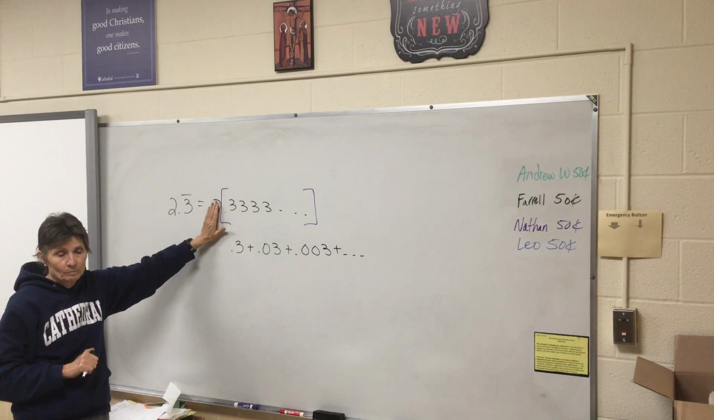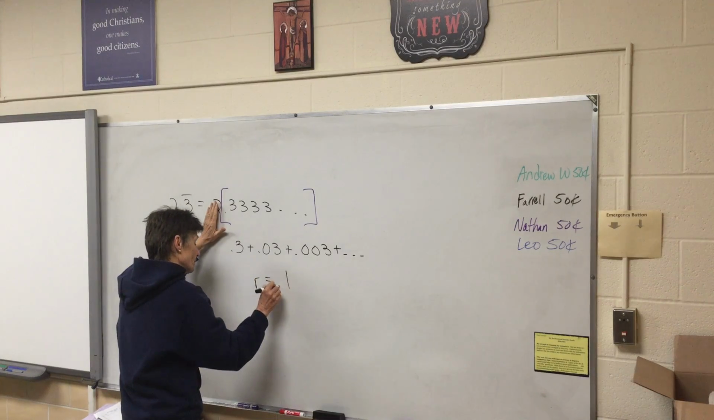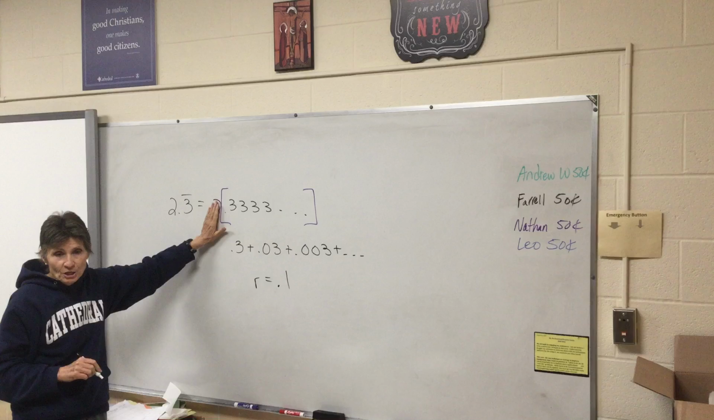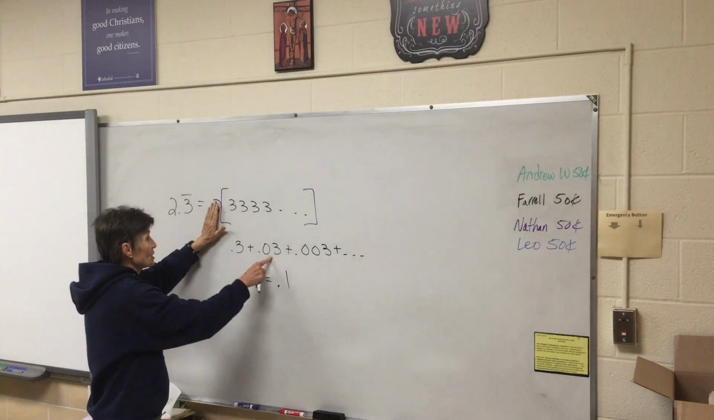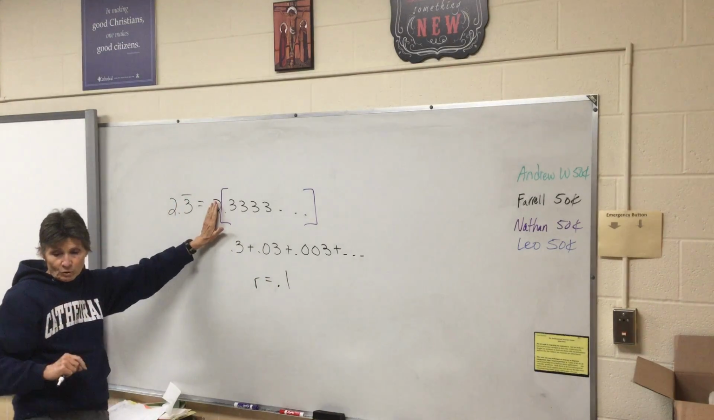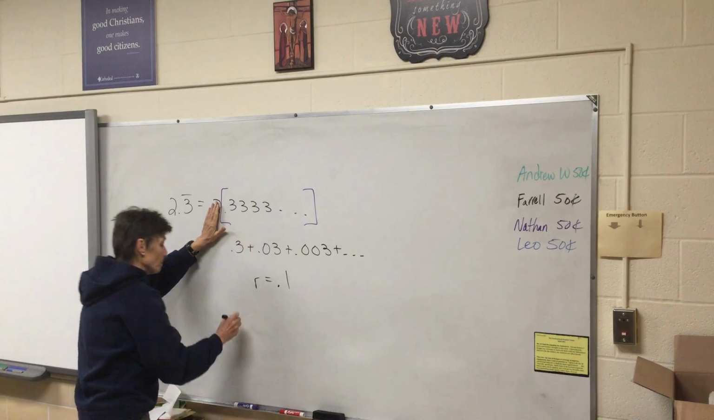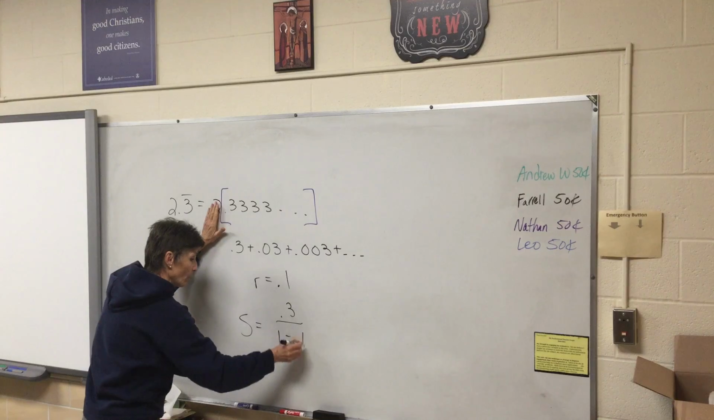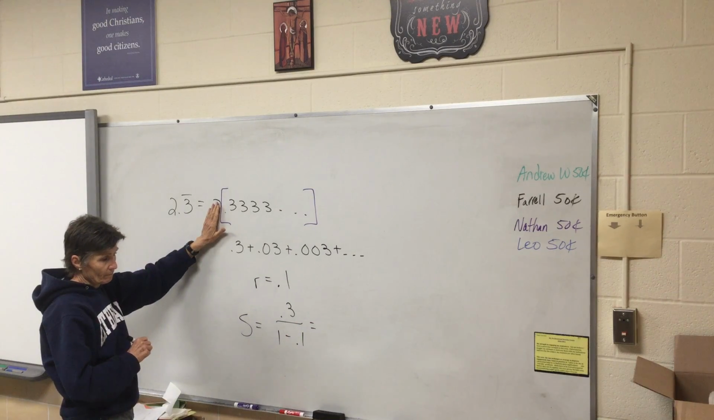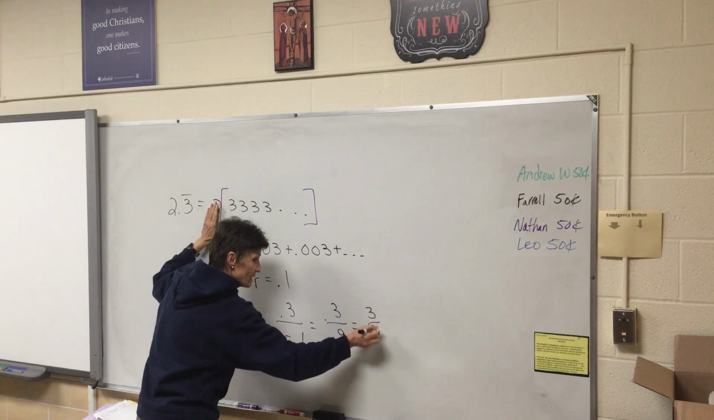What's my ratio? 0.1. Thank you so much. We know the ratio is 0.1 because how many decimal places are repeating? Just one. The bar's over one number. One number is repeating. So your ratio is 1/10. So this part of the problem will be 0.3 over 1 minus 0.1, which is 0.3 over 0.9, or 3/9.